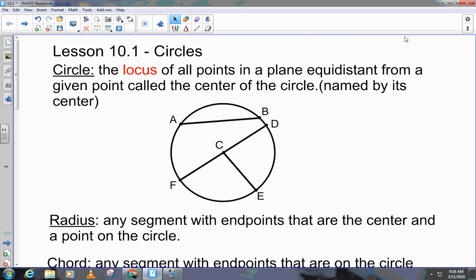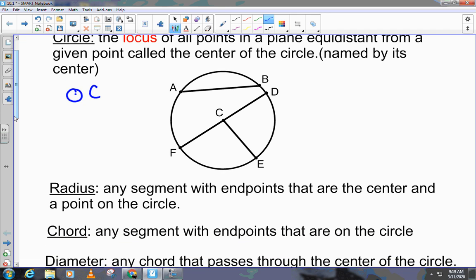All right. When you name a circle, you name it by its center. And so this would be called circle C. And so in your book, you'll probably see something like that, a circle with a dot, and then they use whatever the center of the circle is, okay? A radius is any segment with endpoints that are the center and a point on the circle. So a radius has one endpoint at the center, one endpoint on the circle, and it's that segment, okay, that connects the two. The plural for radius is radii.